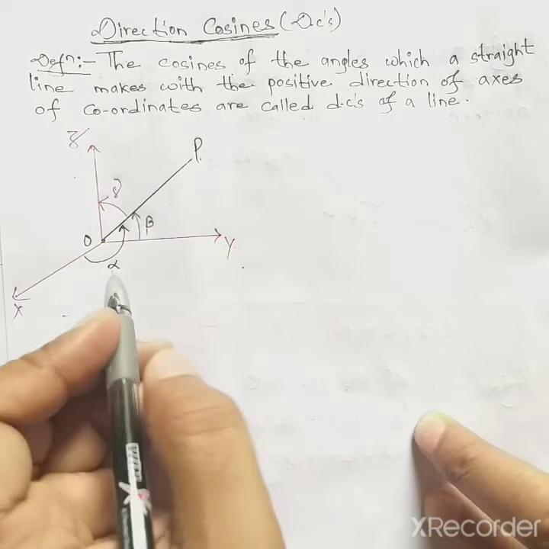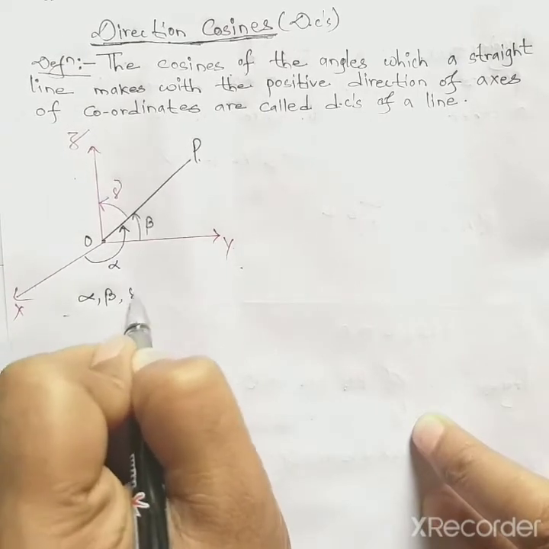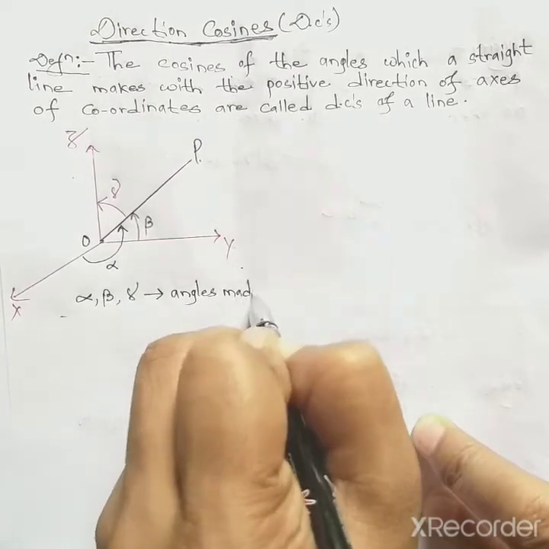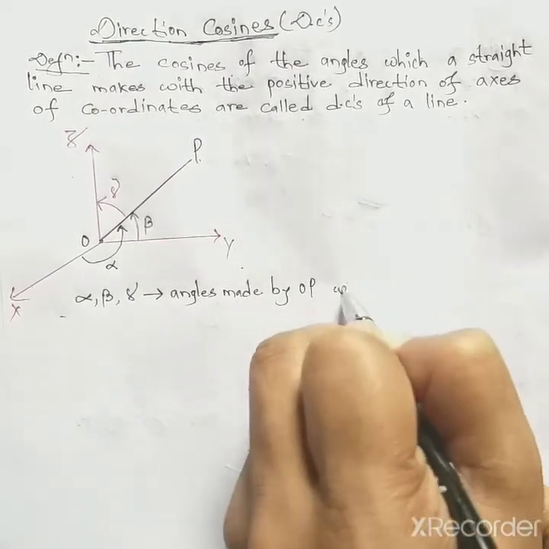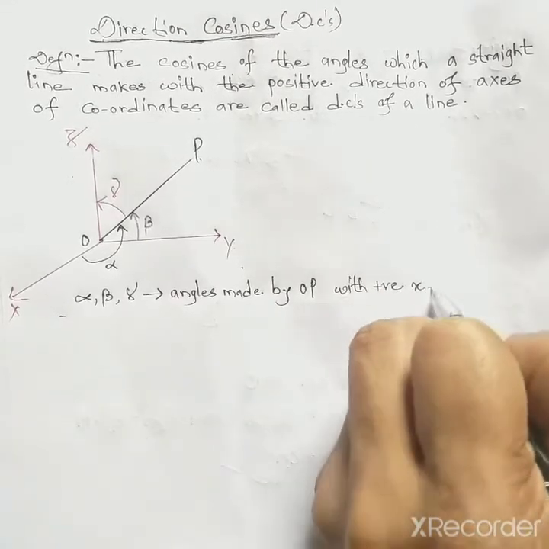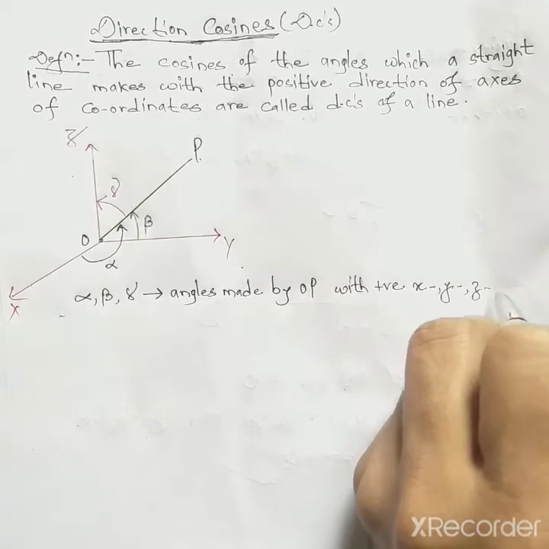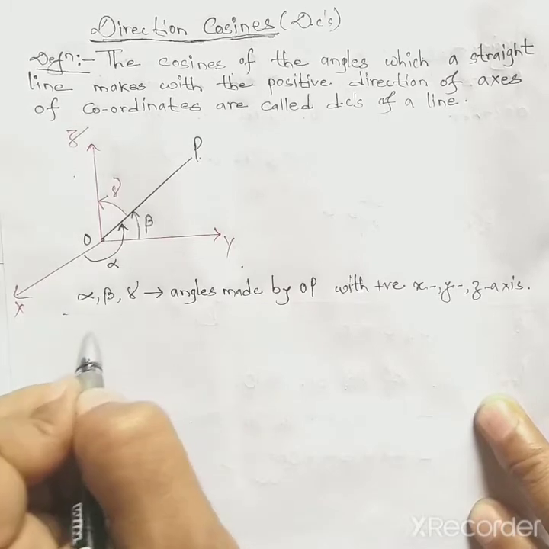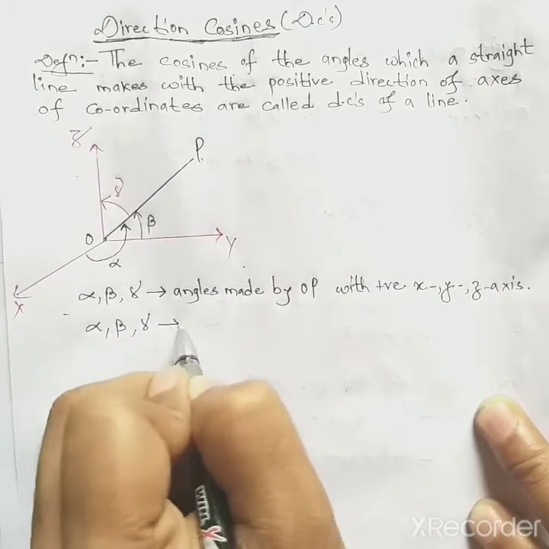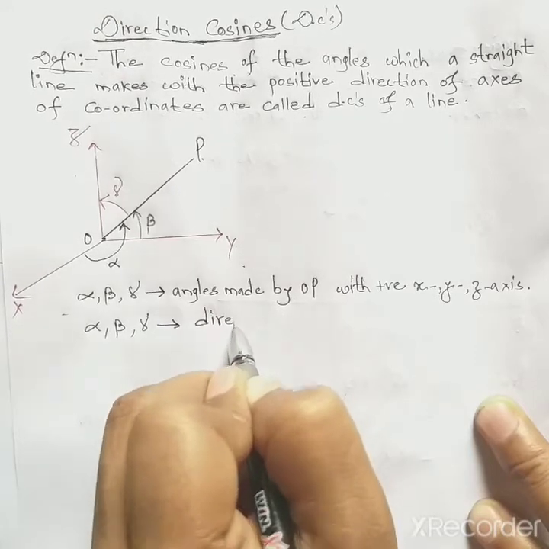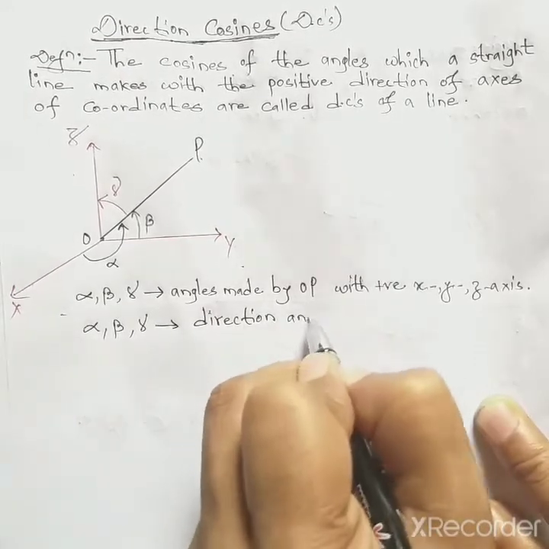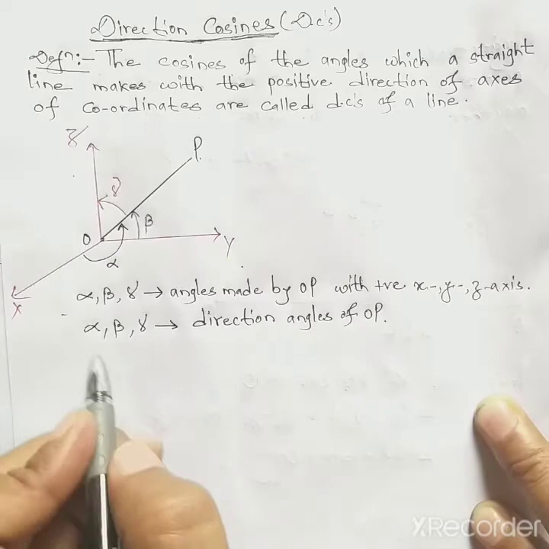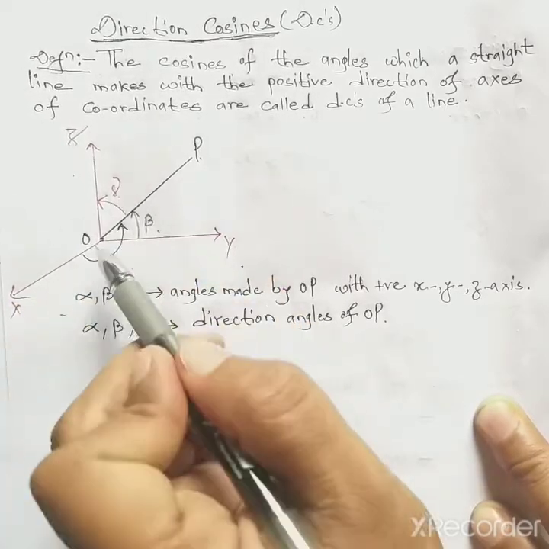So here we can say this alpha, beta, and gamma are the angles made by OP with the positive x, y, and z axis. Alright, so these angles alpha, beta, and gamma are known as direction angles of the line OP.